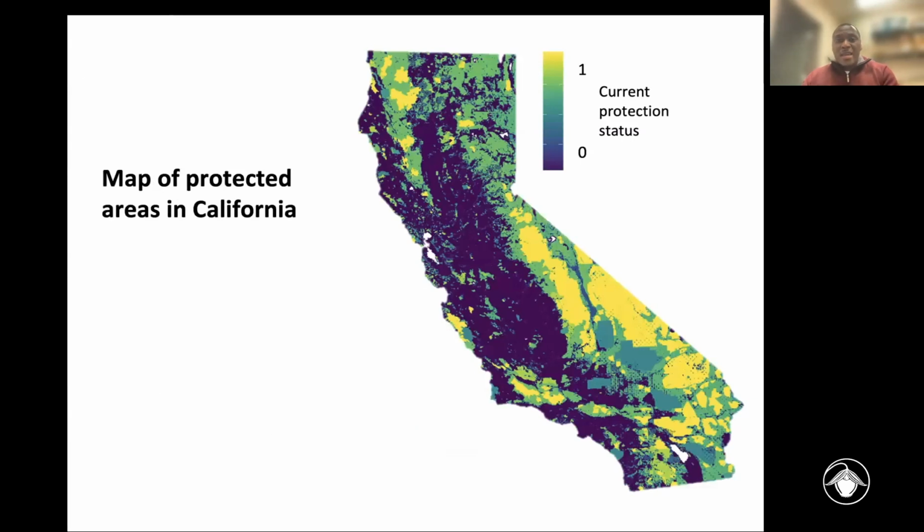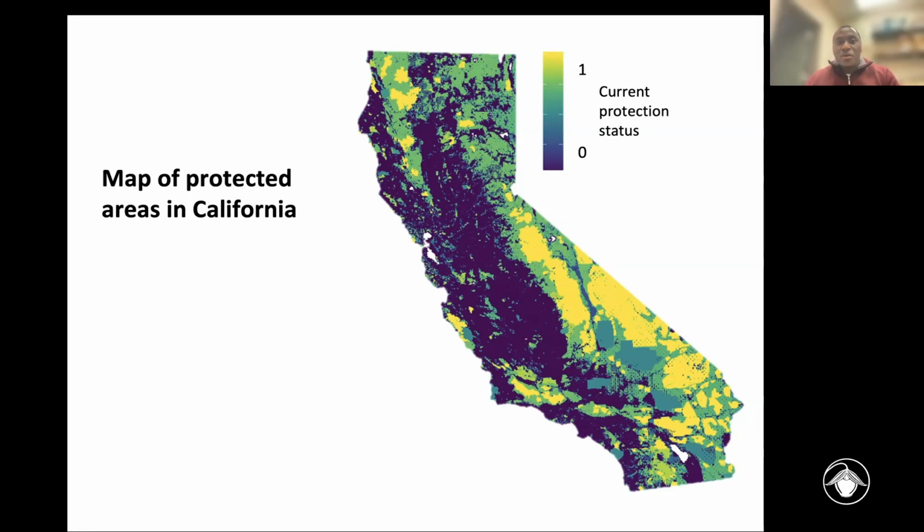And so again, this is an example of the map of the protected areas in California, and we can see that areas that are already protected are found around the southern portion of the Sierra Nevada, for example. Death Valley National Park and other protected areas along that area are already protected.